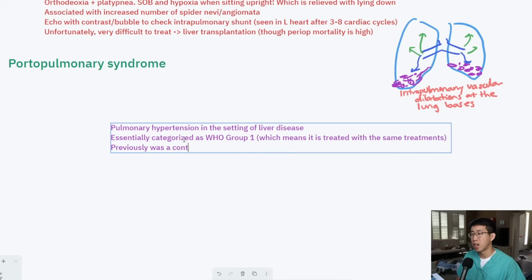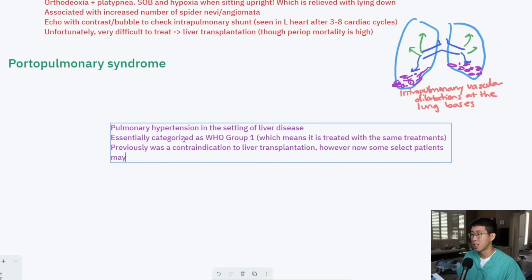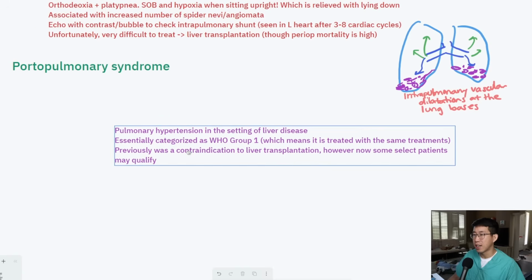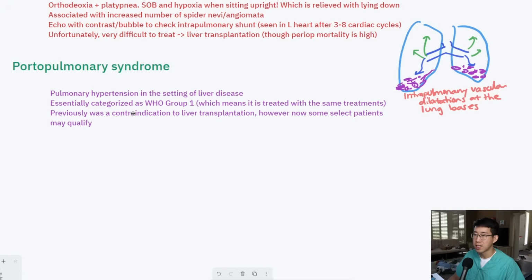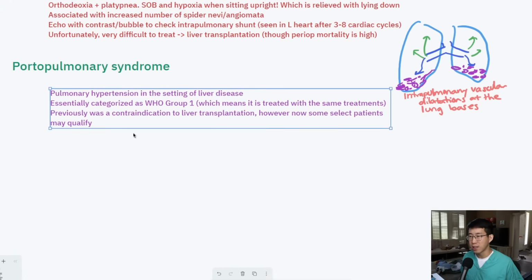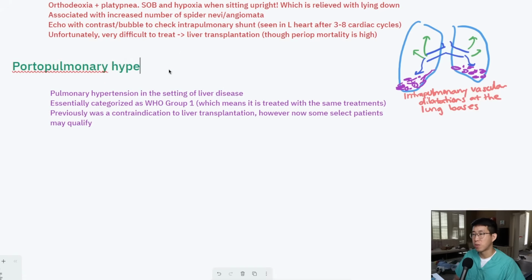Previously, it was a contraindication to liver transplantation. However, now some select patients may qualify. The reason it was basically an absolute contraindication in the past is because if somebody has very severe pulmonary hypertension, and sorry, this is not portopulmonary syndrome, but portopulmonary hypertension, and you transplant a new liver, basically all the fluid is just going to back up into the liver again, cause congestion, congestive hepatopathy, and basically kill off the transplanted liver before it really got a chance to establish. So that's why we have to be very selective about which of these patients can qualify for a liver transplant.